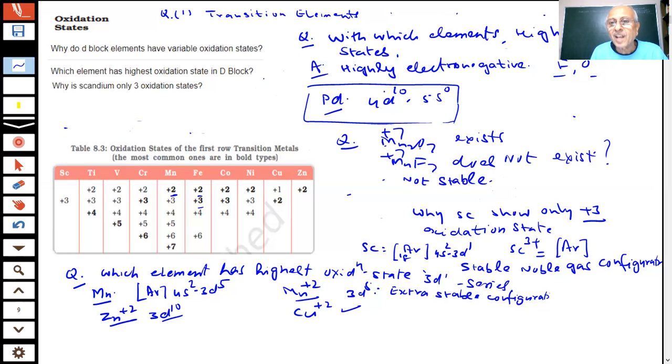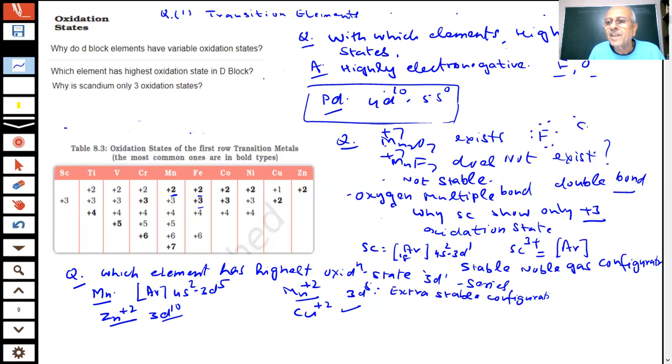But oxygen can show +7. Oxygen can form multiple bonds, student. You know, p pi bond in oxygen, p pi or p pi d pi bond. This is a possibility. Oxygen forms a double bond. Fluorine always forms a single bond. Fluorine is 7, 7 plus 1, 8. Fluorine cannot form a double bond. Single bond.